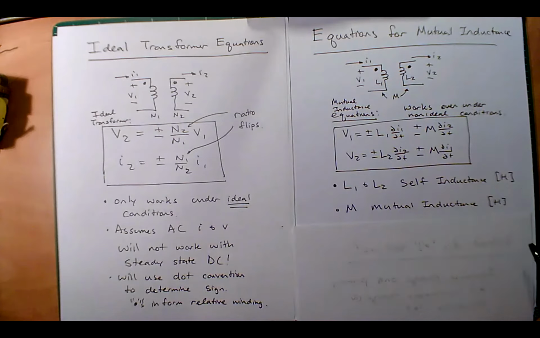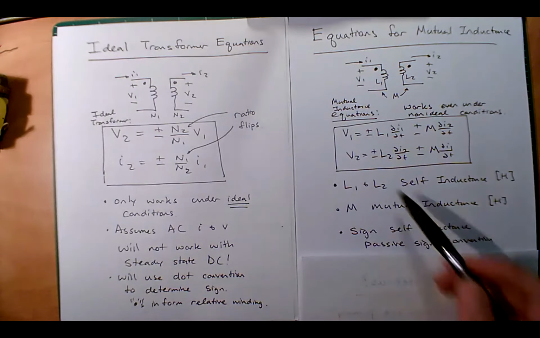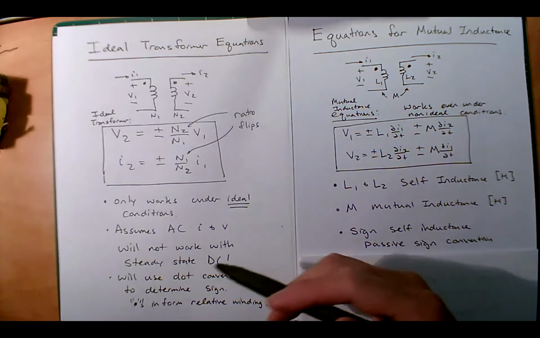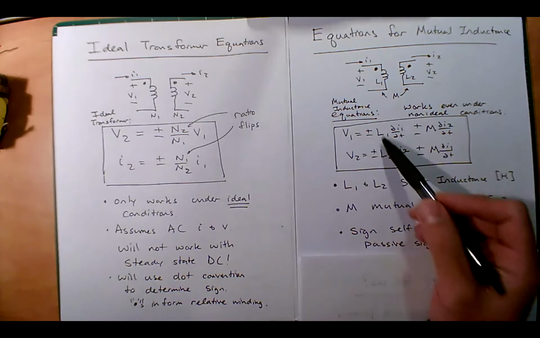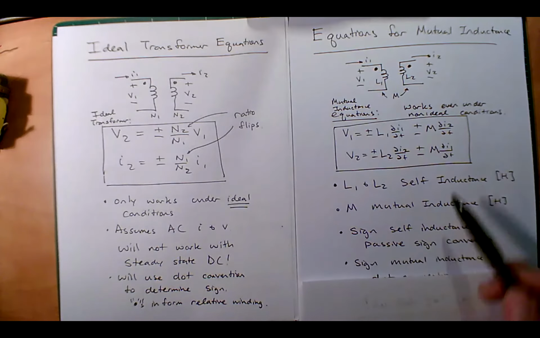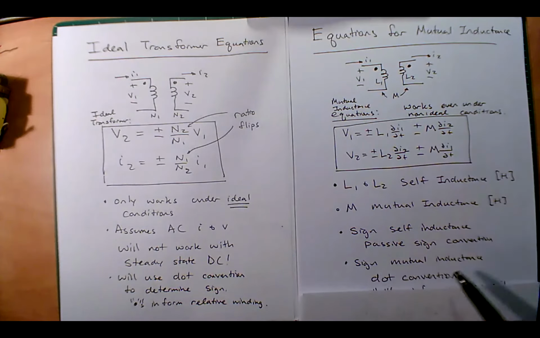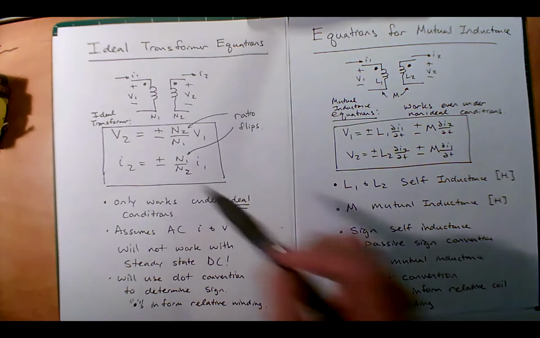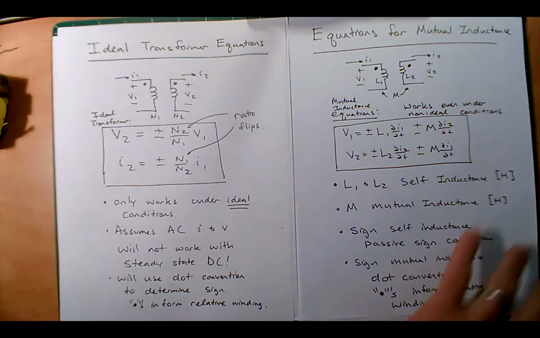M is the mutual inductance. And the sign of the self-inductance, well, we've already done that: passive sign convention, same as Ohm's law, capacitor, power, inductor, right? We've done it before. Now for the sign for the mutual inductance, again, we're going to use this dot convention. And in both cases, the dots inform the relative coil winding, okay? So this dot convention will come up. All right.